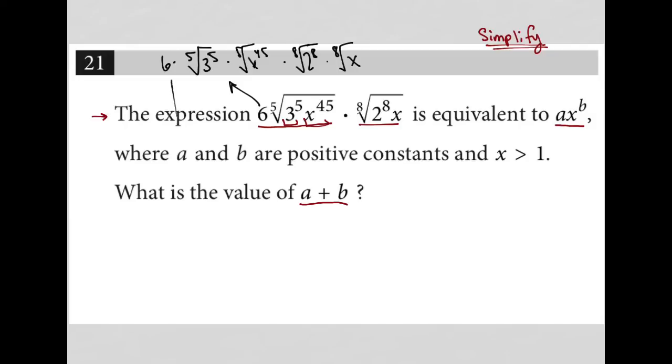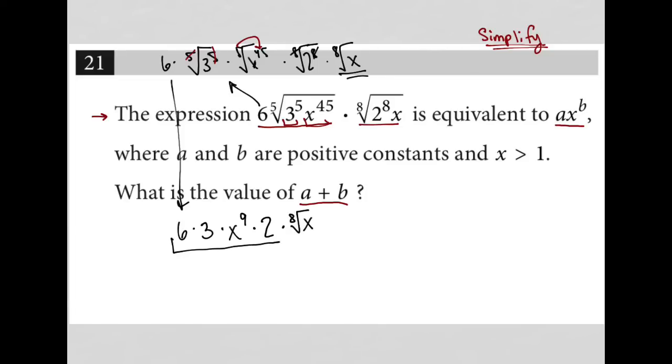Well, not each of them. 6 will just stay 6. The 5th root of 3 to the 5th power is just 3. Anytime you have a power and a radical that match, they just cross out. My 5th root of x to the 45th, actually, I just look at how many times does 5 go into 45. That's 9 times, which makes this an x to the 9th power. Again, 8th root and 8th power, so that's just going to be a 2, right? The 8th root of 2 to the 8th is just 2. And then I cannot reduce this one, so I'm going to keep it as the 8th root of x.